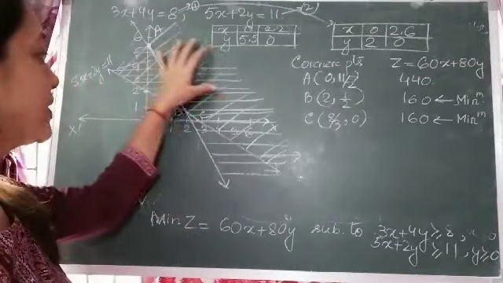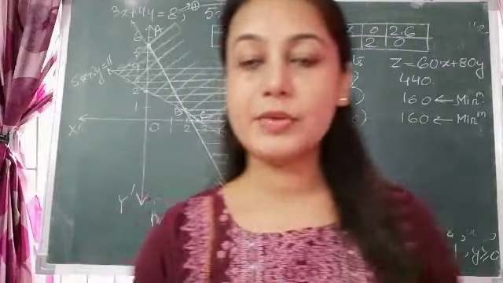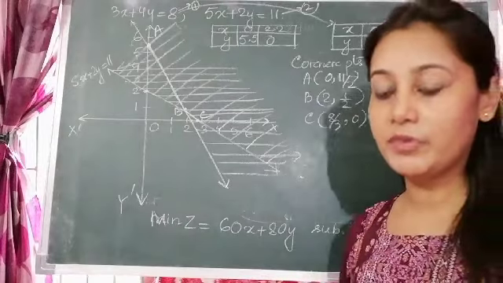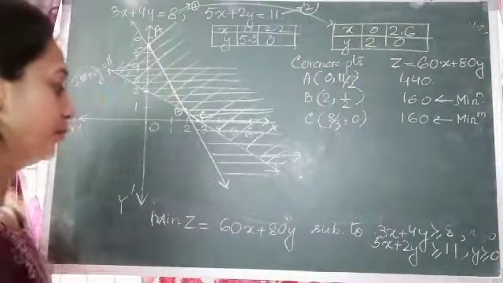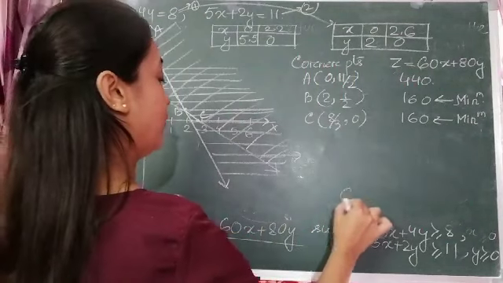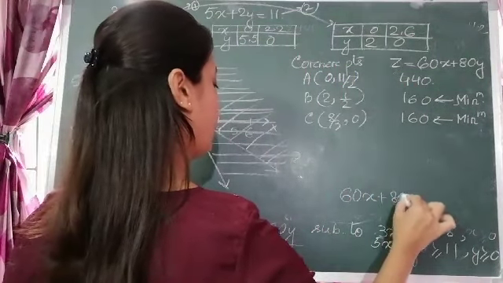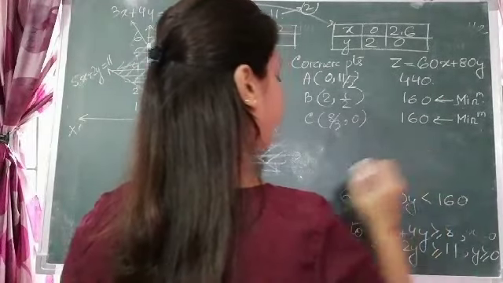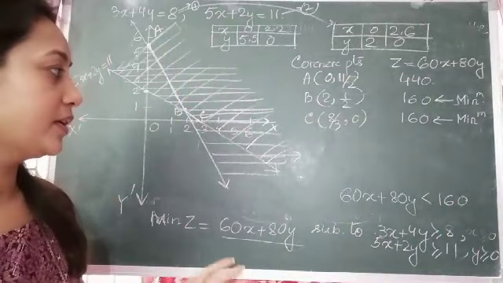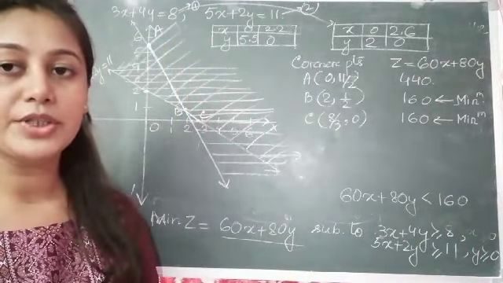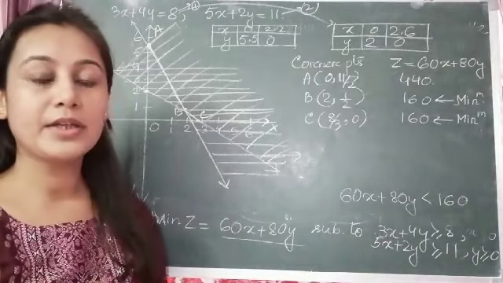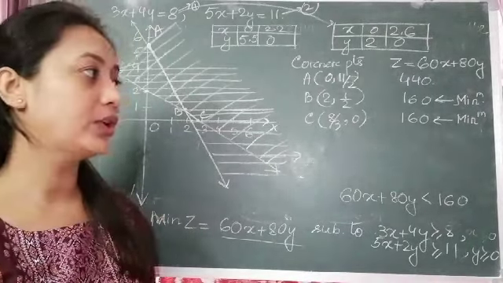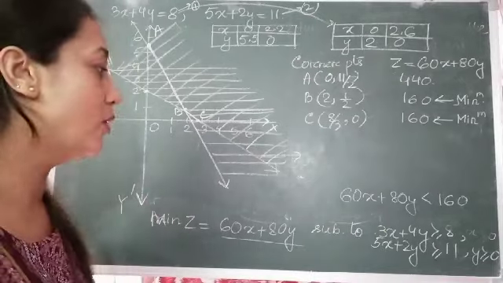Also you see one thing here, the feasible region is unbounded, and if the feasible region is unbounded, then this value, that is 160, may or may not be the minimum value. Hence, in order to check that, what you have to do? You have to draw the graph of 60x plus 80y less than 160, since it is the minimum of z. So you have to draw the graph for this and check if the graph has any common point in the feasible region or not. If you are getting any common point, hence 160 will not be the minimum value, and if you are not getting any, then you can conclude that 160 is the minimum value of z.